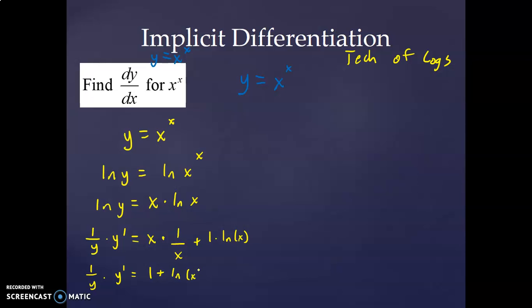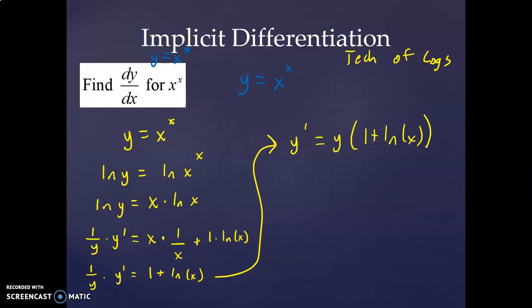ln of x. To get y prime by itself, multiply both sides by y. So y prime would be y times 1 plus ln of x. And then you would likely see the y plugged back in. So dy dx is x to the power of x times 1 plus ln of x. Not sure where that line came from. Sorry about that.